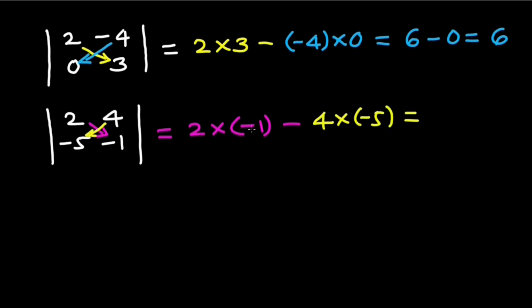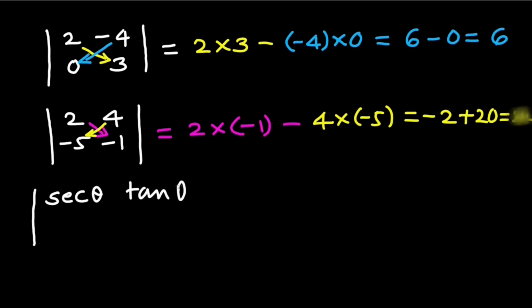So it will be 2 multiplied by minus 1 minus 2 minus minus, it will be plus, and 4 fives are 20. So the value of the determinant will be 18. Next, we will evaluate the determinant sec theta, tan theta, tan theta, sec theta.